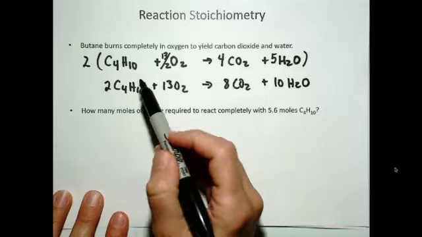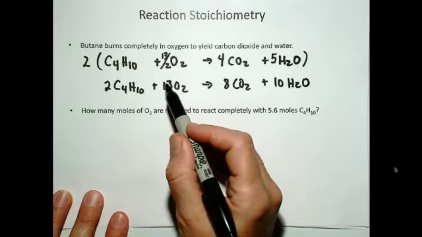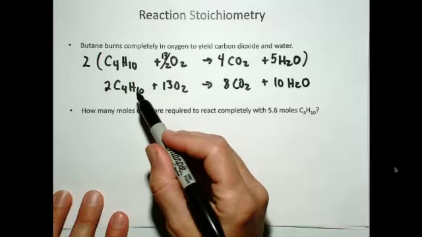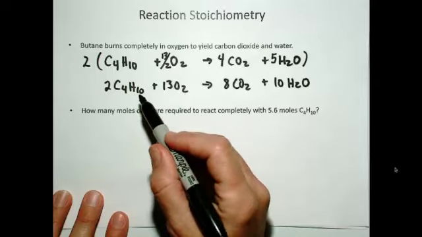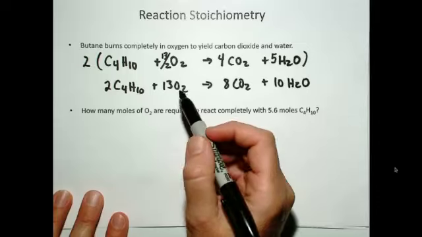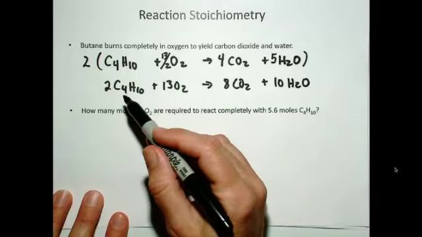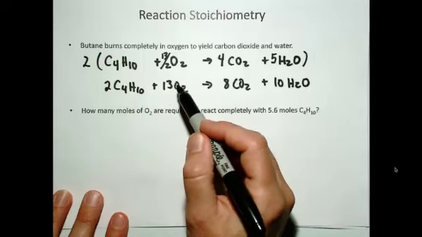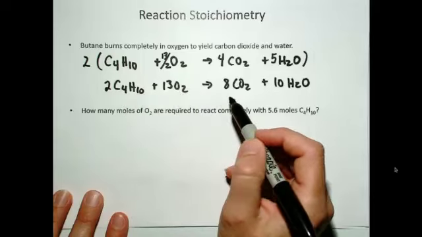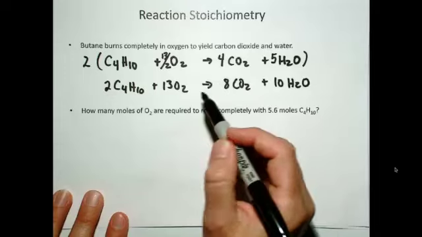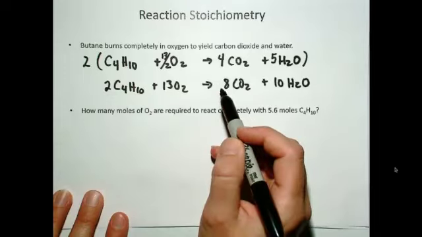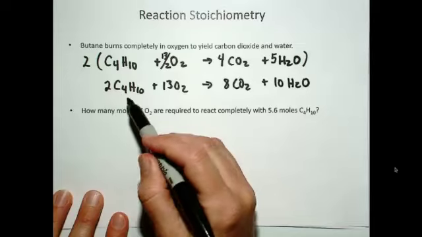2 moles of butane will combust completely with 13 moles of oxygen. So they will combust in a ratio of 2 to 13 or 13 to 2. And every time I completely combust 2 moles of butane, assuming I have at least 13 moles of oxygen, I'm going to produce 8 moles of carbon dioxide. So that's a 2 to 8 molar ratio. And the same goes for water.